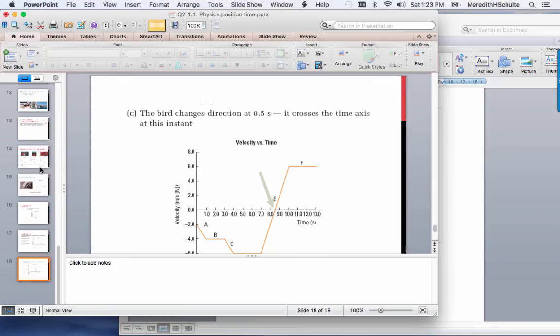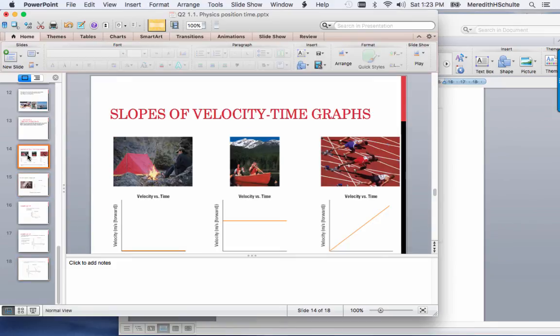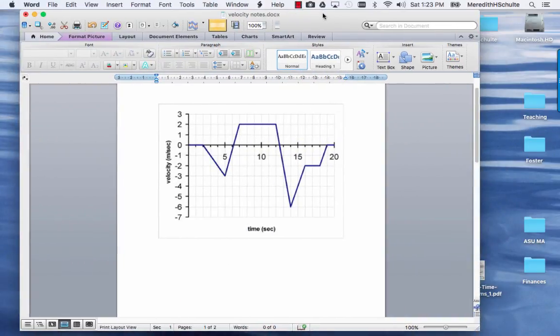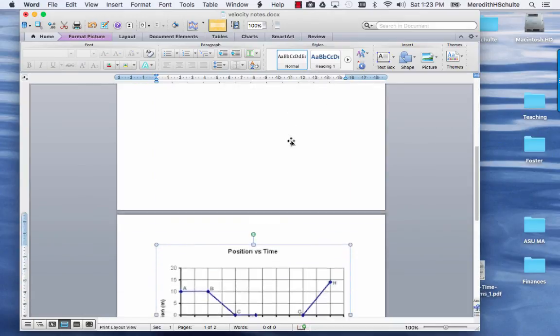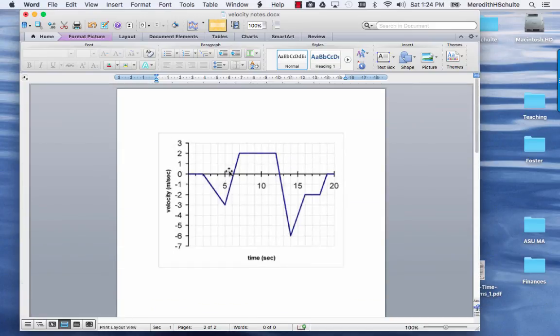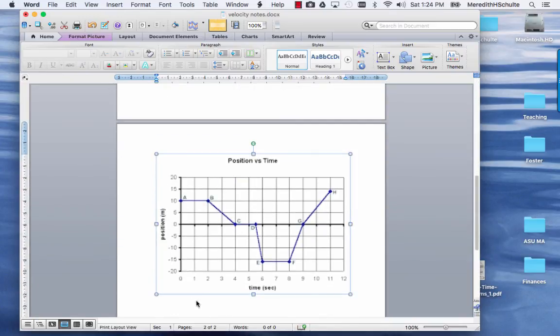I think that is where I'm going to leave you with that review. Again, I recommend a great way to study is getting out these notes that we did on Friday and labeling: what does a horizontal line mean? Does it mean anything different on a position time graph if it's above and below the x-axis? What did the different steepnesses of the lines mean? Really compare and contrast this velocity time and this position time graph.